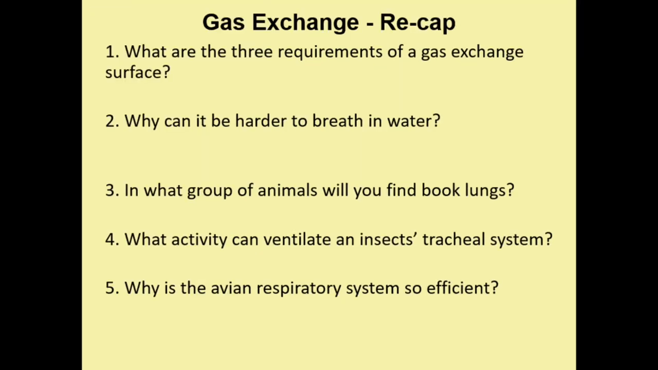Okay, so that brings us to the end of this gentle introduction to gas exchange in different animals. So as always, I'll finish with some questions for you. I'll read through them, give you a few minutes to answer them, and then we'll go through the answers together. So question number one, what are the three requirements of a gas exchange surface? Number two, why can it be harder to breathe in water? Number three, in what group of animals will you find book lungs? Number four, what activity can ventilate an insect's tracheal system? And then number five, why is the avian respiratory system so efficient? Okay, so five questions. I'll give you 5 minutes to answer them, and then we'll go through the answers together.